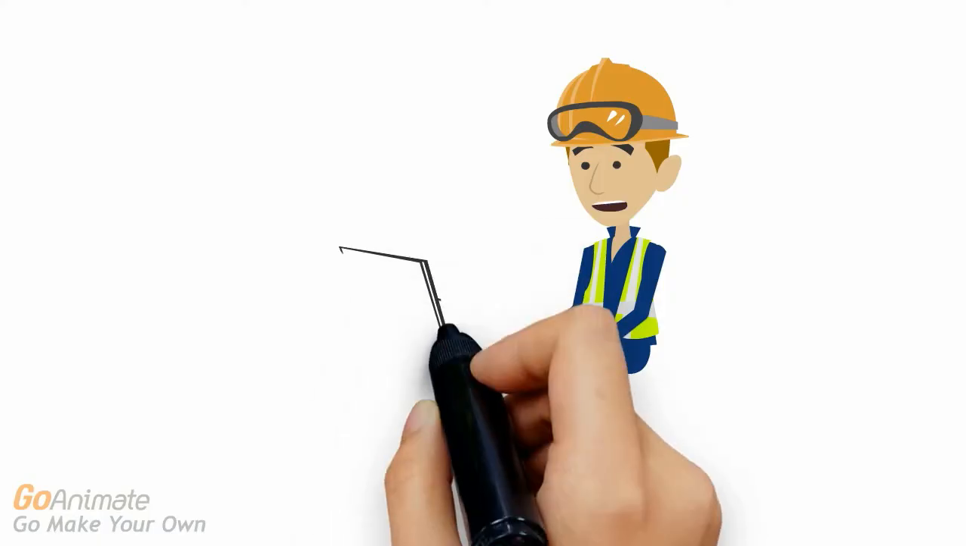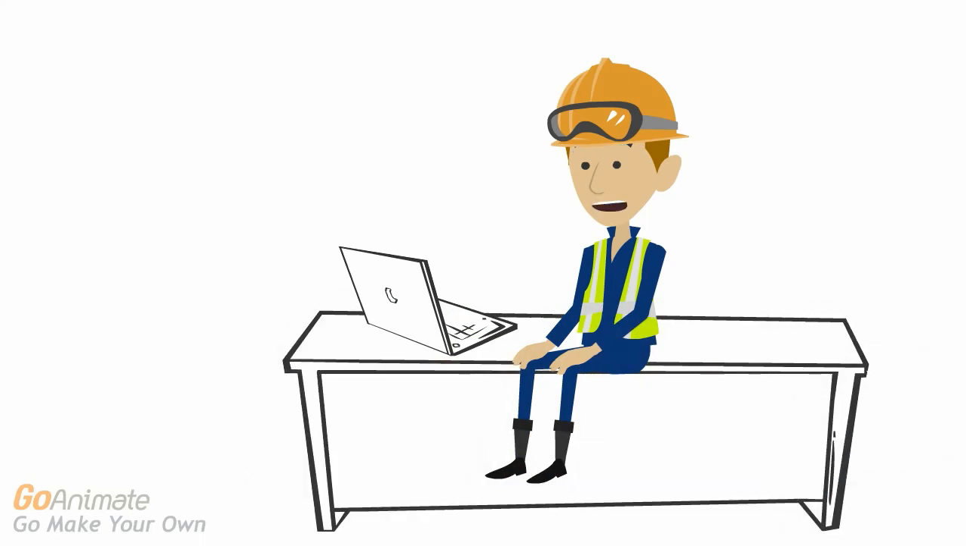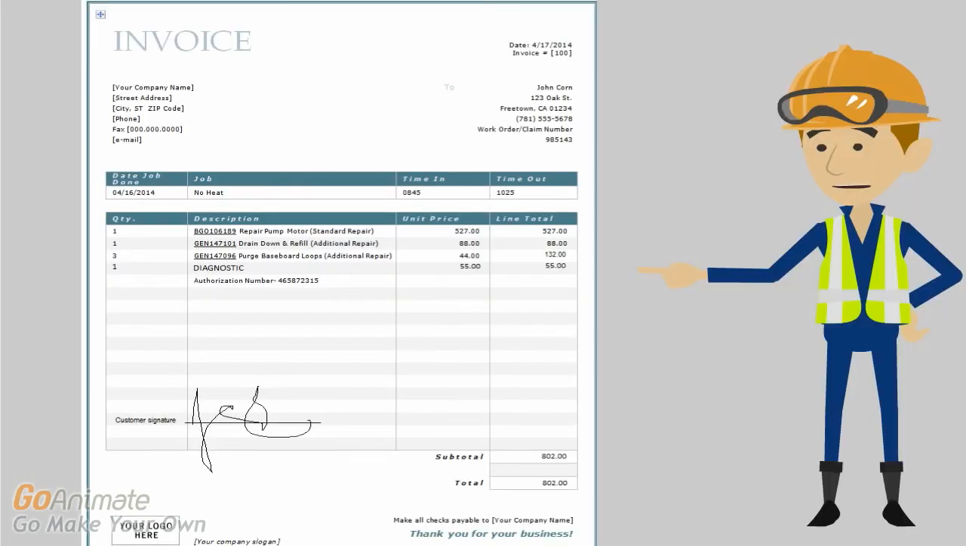Let's get started. We will take a look at the full invoice, then look at each section individually, starting at the top and working our way down the invoice. Here is the full invoice for the boiler repair. Take a moment to look it over, see how every section is clear and easy to read.